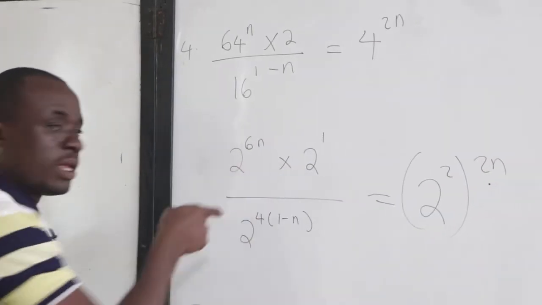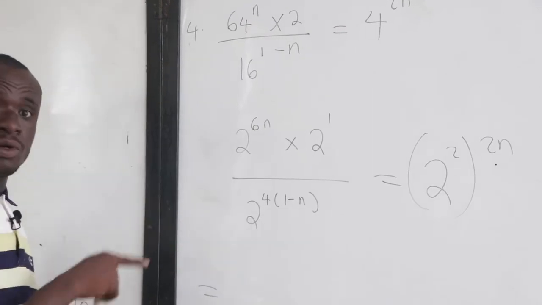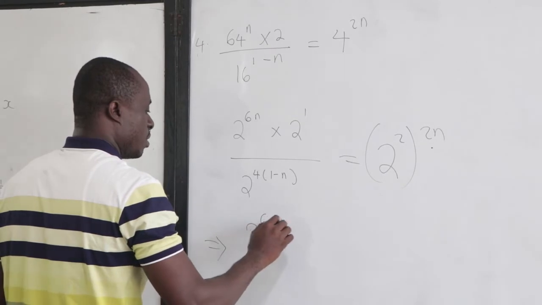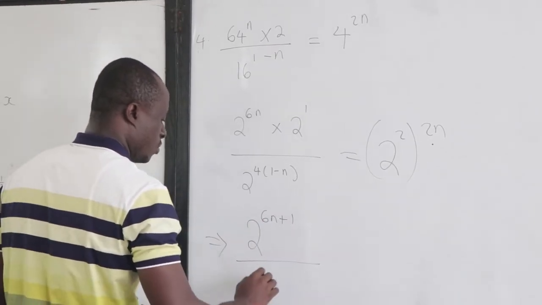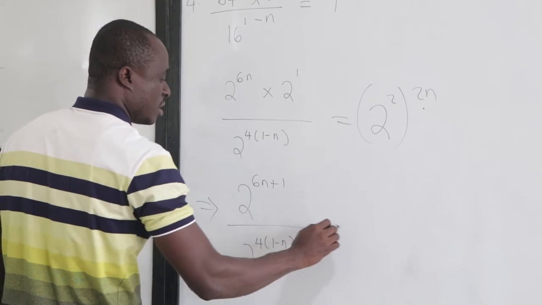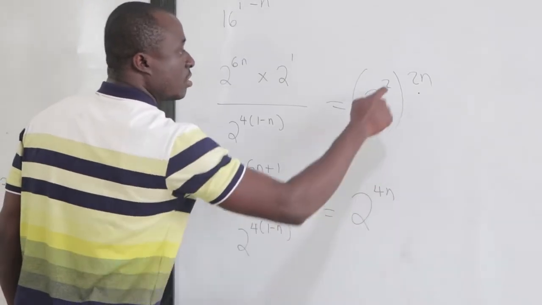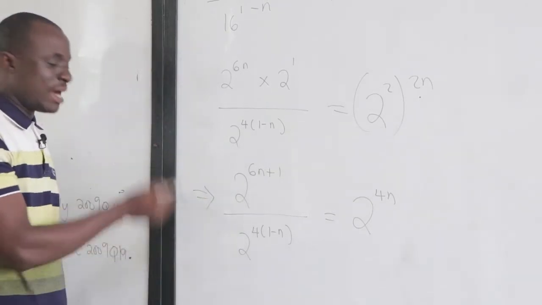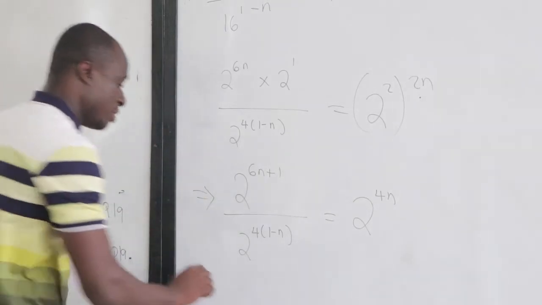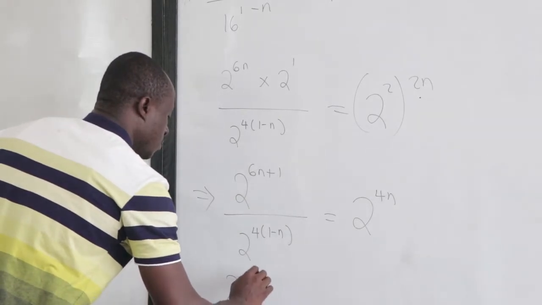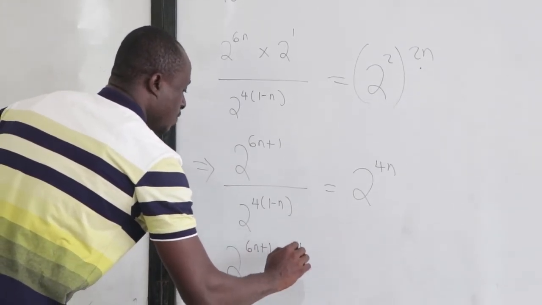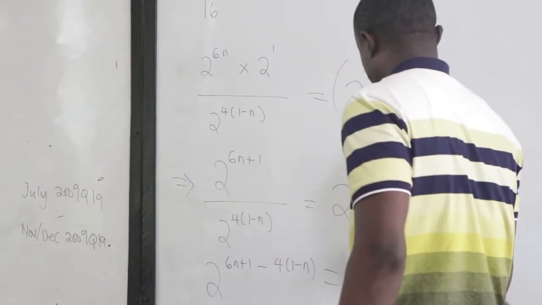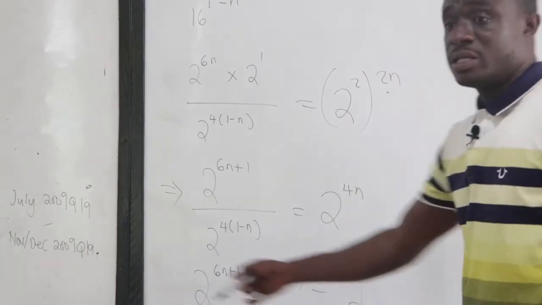Now looking at this, we are multiplying. Bases are the same. What do we do? We add the exponents. We have 2 to the power 6n plus 1 all over 2 to the power 4 times 1 minus n equal to 2 to the power 4n. 2 times 2, that's giving us 4n. Now the bases are the same. We are dividing. What do we do? We subtract. So we have 2 to the power 6n plus 1 minus 4 times 1 minus n equal to 2 to the power 4n. The bases are the same, equal sign.